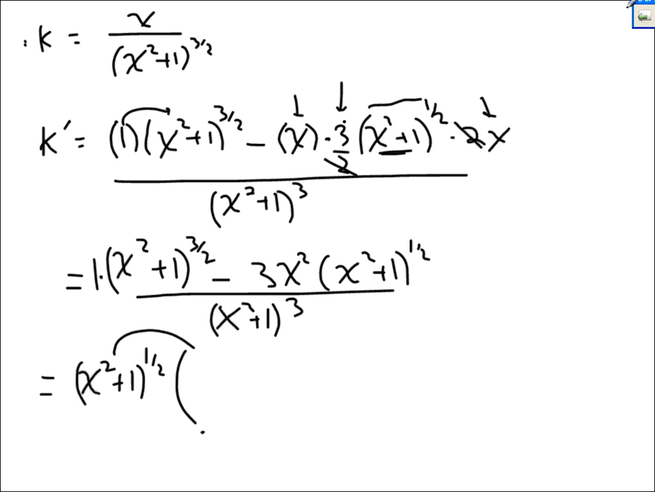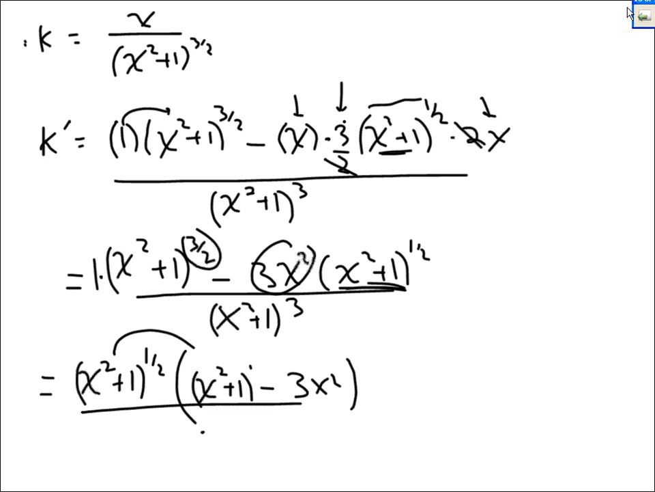And when you distribute, you want to get 3/2. So you get x squared plus 1 to the 1. When you add the powers, you get 3/2. Minus 3x squared, because this is exactly what you factored out. And all of this gets divided by x squared plus 1 cubed.